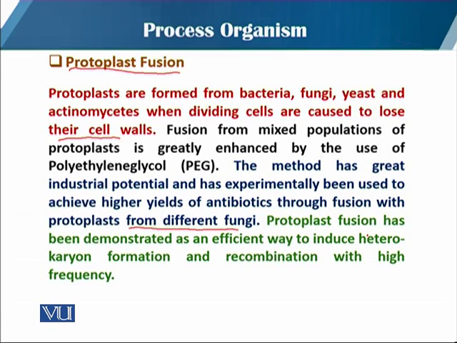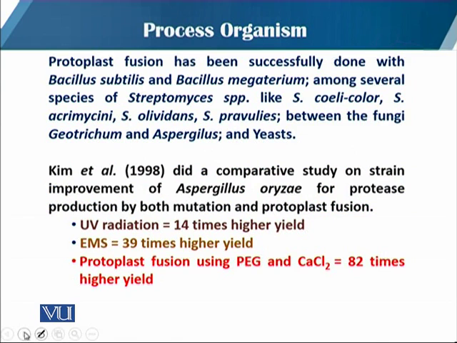Protoplast fusion has been demonstrated as an efficient way to induce heterokaryon formation and recombination with high frequency. It has been successfully done with Bacillus subtilis and Bacillus megaterium, among several Streptomyces species like S. coelicolor and S. acrimycini, and between the fungi Geotrichum and Aspergillus and yeast.